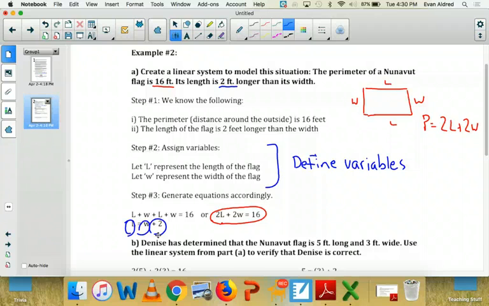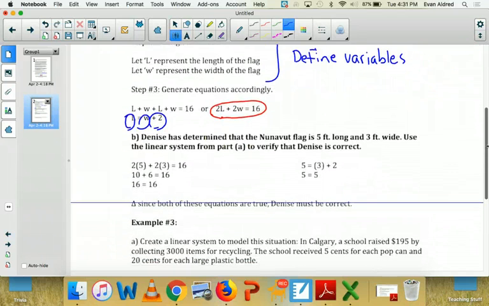Now, part B does ask us to solve something, but we're not going to be using any of the strategies for solving linear systems to get here. So let's be more specific. Let's read part B, and then we'll talk about the answer that's there. Denise has determined that the Nunavut flag is 5 feet long and 3 feet wide. We're using our linear system that's created to verify that she is right. And all we're going to do with that is plug in the value 3 for width and the value 5 for length. So where we see L in our formula that's circled in red above, we're going to plug in a 5. Where we see W in that same formula circled in red, we're going to plug in a 3.